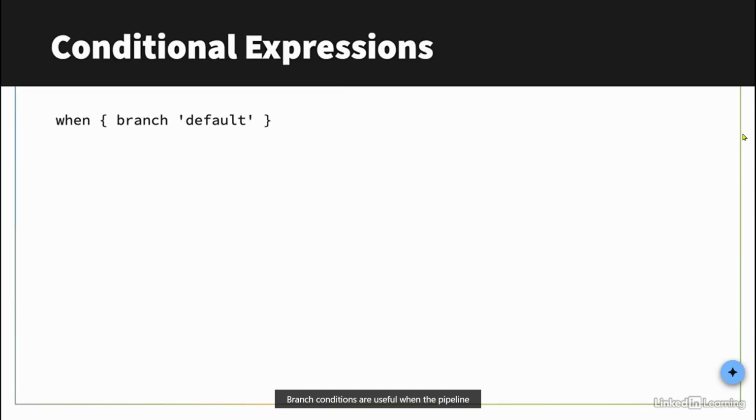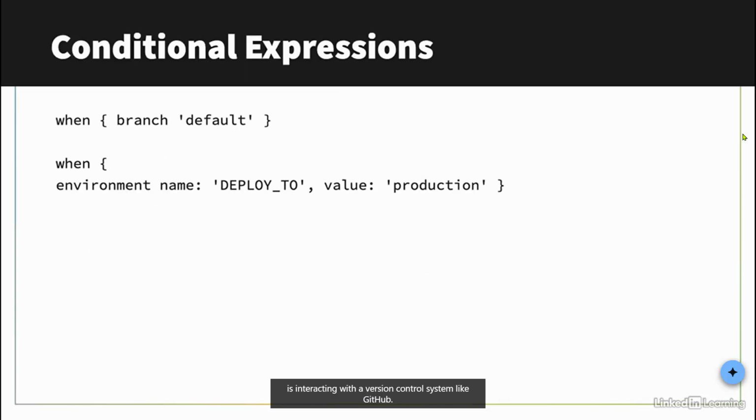Branch conditions are useful when the pipeline is interacting with a version control system like GitHub. This allows us to only run stages for specific branches in a repo. Environment conditions evaluate to true if the specified environment variable is present and it contains the specified value. This can be useful for building projects that interact with different environments.